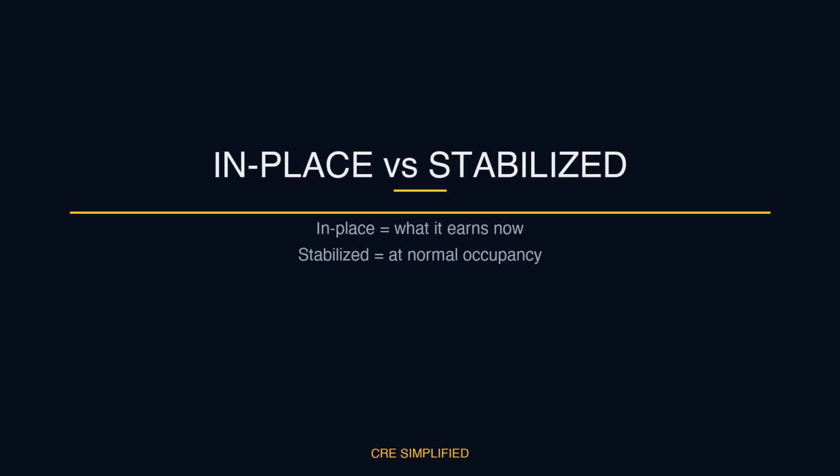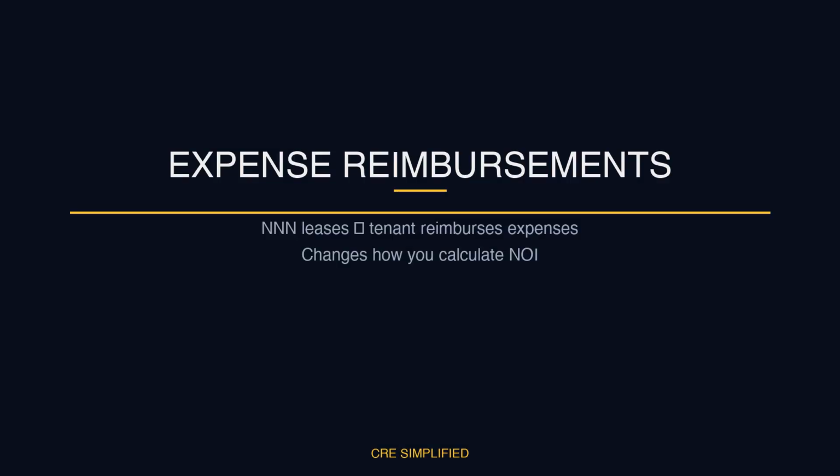Now there are two important nuances here. The first is stabilized versus in-place NOI. In-place NOI is what the property is actually earning right now, based on current leases and current occupancy. Stabilized NOI is what the property would earn at a normalized occupancy, usually 90 to 95%, with market rents. If a building is 70% leased today, its in-place NOI will be depressed. A buyer might still pay close to a stabilized value if they believe they can lease it up, but they're taking on leasing risk, and the price should reflect that.